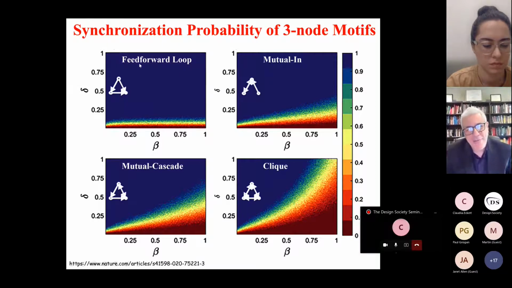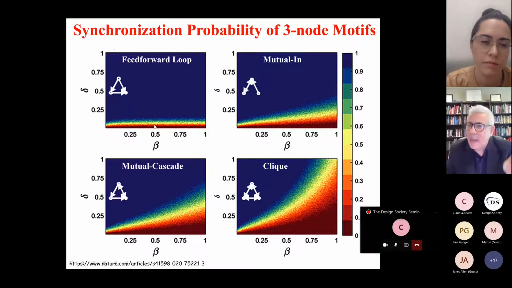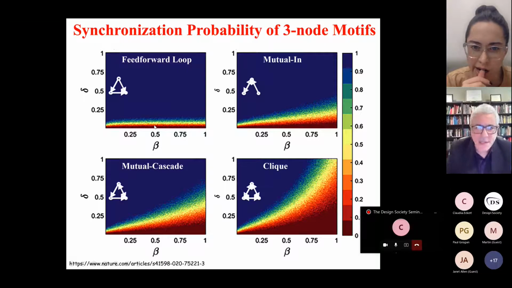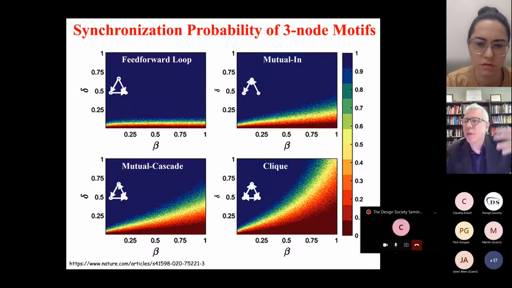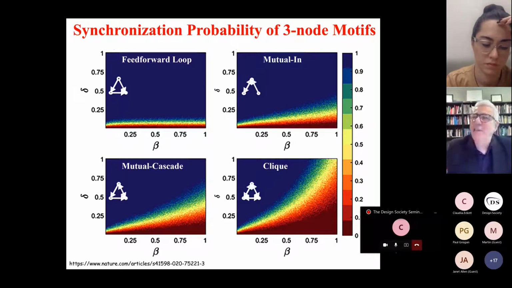So here you have a map that shows you this synchronization probability. The blue means that there is full synchronization, and as it becomes red, it means that there is less synchronization. You see what happens: the feed-forward loop synchronizes much faster on average relative to the mutual cascade, relative to the clique, and so on. You see the blue area shrinks, meaning the extent of synchronization is reduced depending on the subgraph that you're testing.